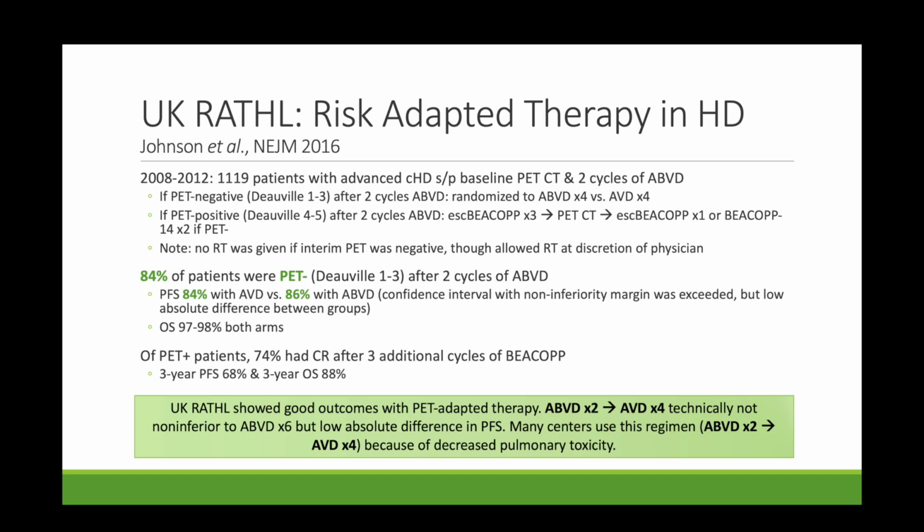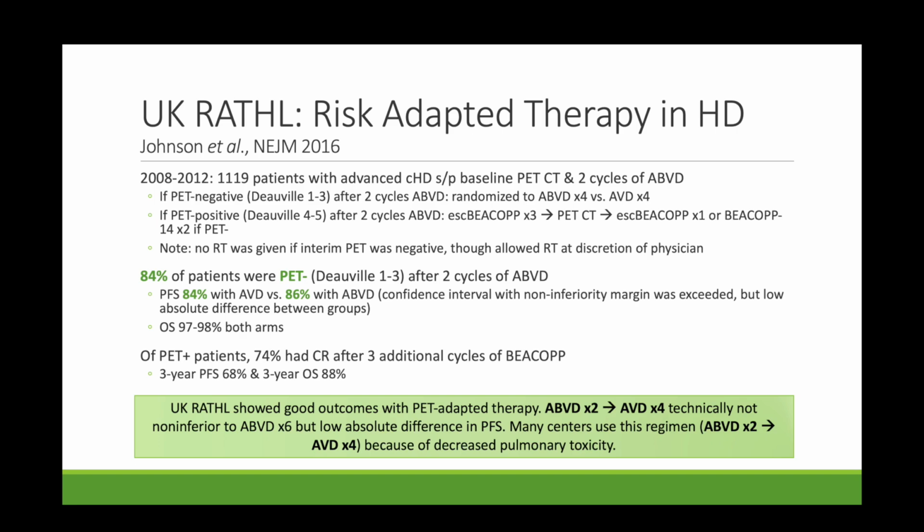If they had a positive response, so Deauville 4 to 5 after 2 cycles of ABVD, then they received 3 cycles of escalated Bayakop followed by an additional PET-CT, and then escalated Bayakop times 1 or dose-dense Bayakop 14 times 2 if they were PET negative. No radiotherapy was given if the interim PET was negative, but in the study, they allowed radiation at the discretion of the physician. Unfortunately, radiation was not a randomized variable in this trial, so it's difficult to draw any conclusions about radiation from this study.